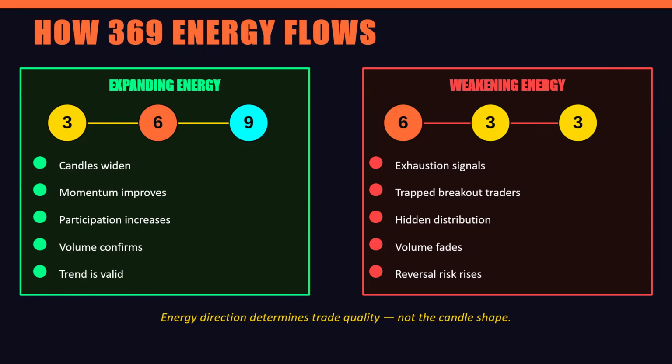36 is the beginning of the energy, and then expansion, accumulation. So these are the things that will happen. Energy direction determines trade quality, not the candle shape. Yes, friends, we will think energy is fading when it has already started distributing.